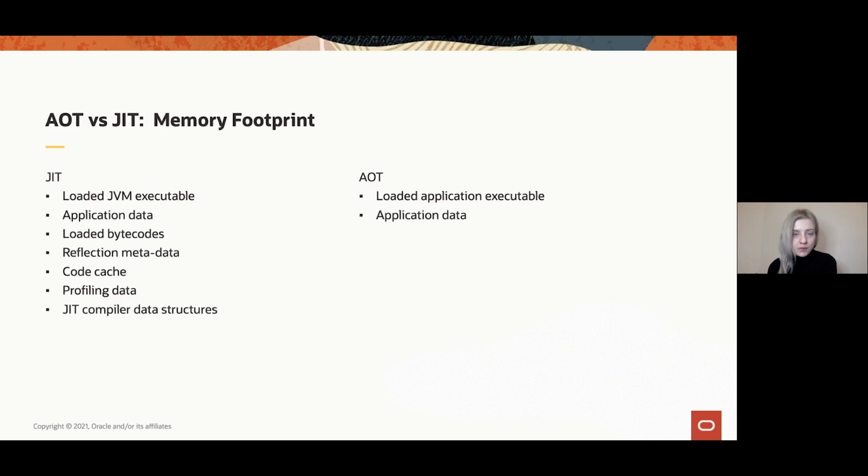And similar also applies to the memory usage. So once again, native image can use very little memory because it only needs to keep memory around for the application executable and application data, and that's just it. This is where the memory savings are coming from.